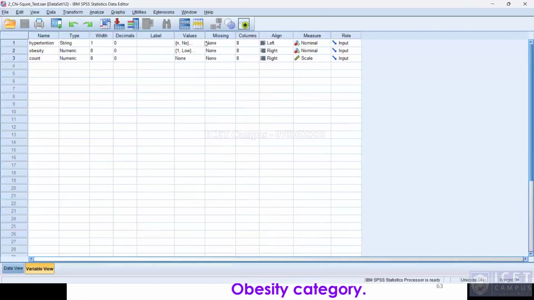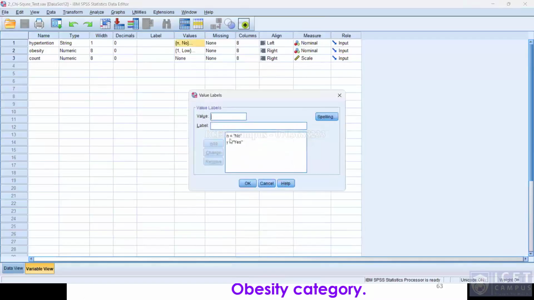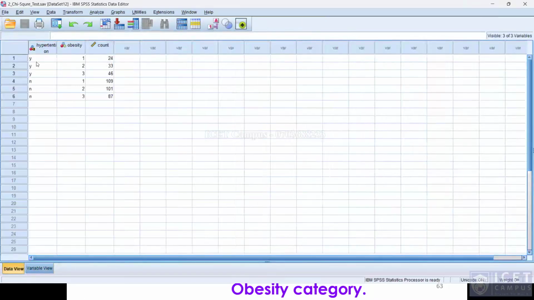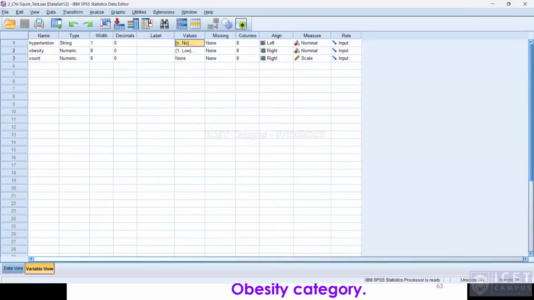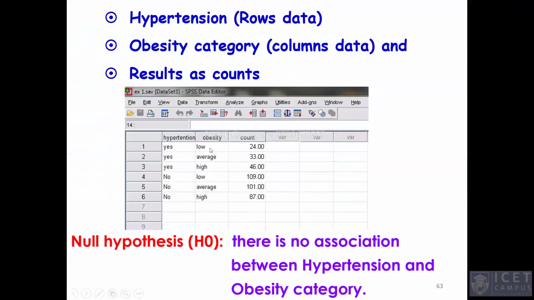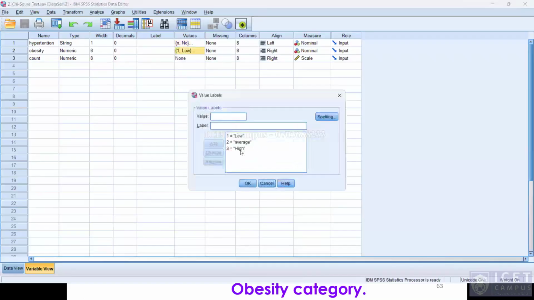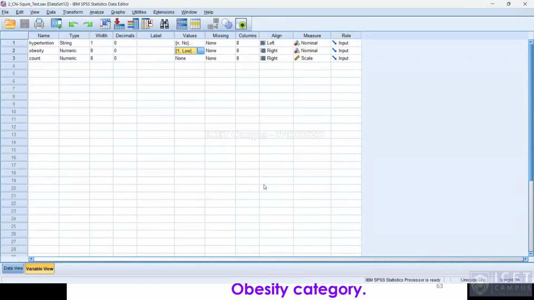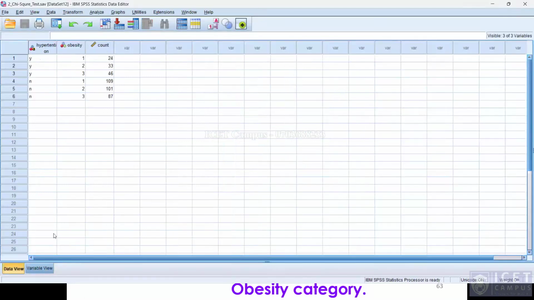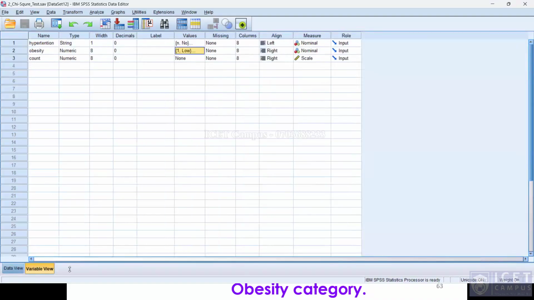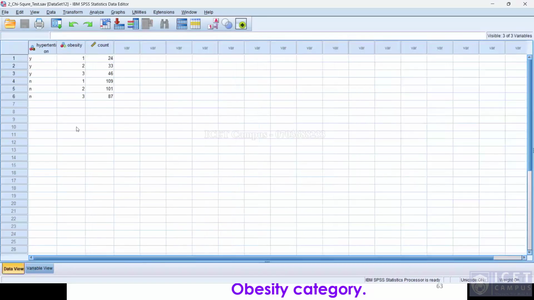Then for the variables, hypertension, here I decide the values: n for no, y for yes. Then that is a string, right? So y means yes, n is no, right? And the next one is obesity. We'll see how I define the variables. Obesity: 1 for low, 2 for average, 3 for high, right? Then I can enter 1, 2, 3 according to the given data. Then count, you can see here, we can enter like this, right?